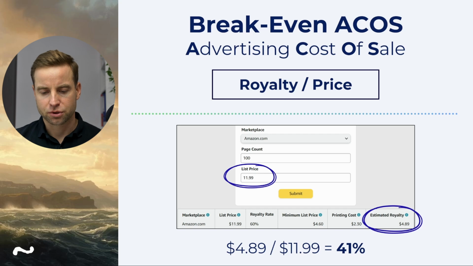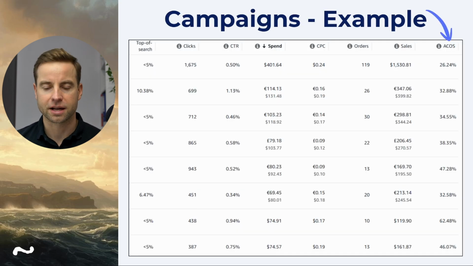So let's check how to interpret this data. This is a screenshot from an ad campaign. Each row in this table is a separate ad campaign that we are running. There are different metrics like clicks, click-through rate, cost per click, but today we are looking only at the last column, ACOS.